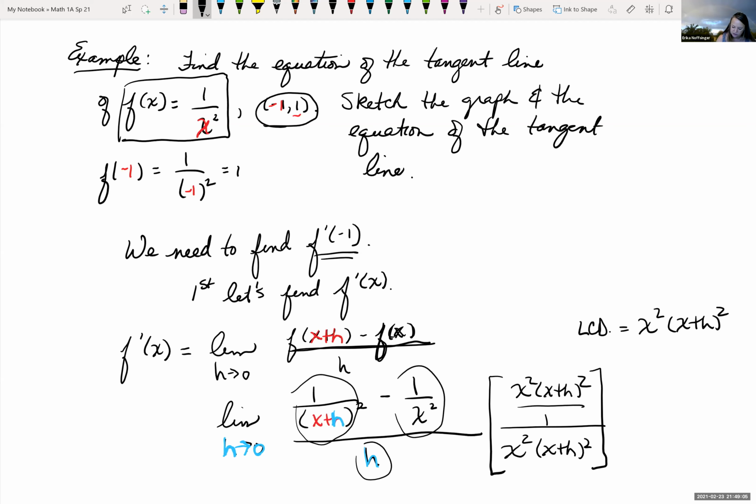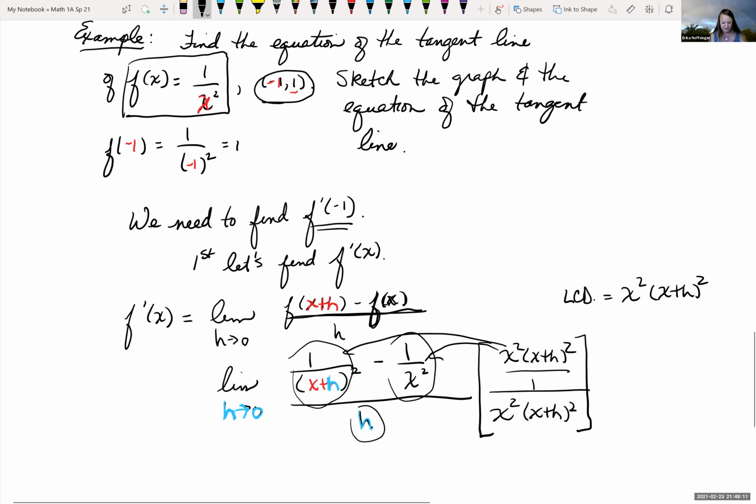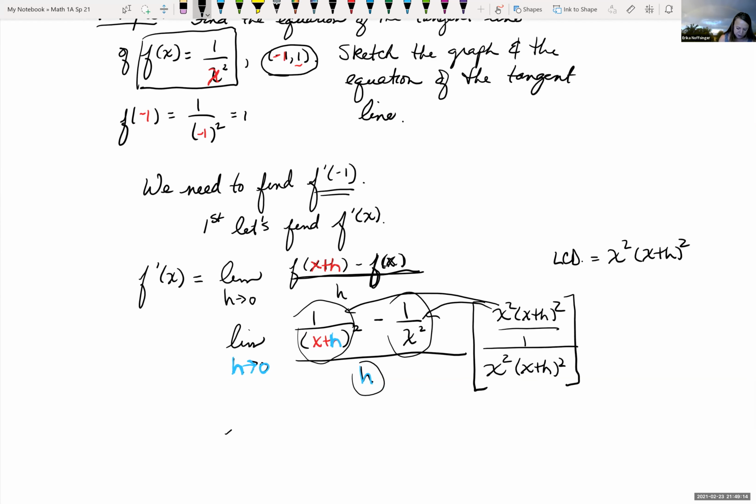And when we distribute in the numerator, all the fractions disappear. That was the whole point of finding the LCD. When I distributed the first piece, notice that the x plus h quantity squared cancels, and we're just left with x squared. When we distribute to the second grouping in the numerator, our x squared terms cancel, and you're left with, we need to be careful, keep parentheses there, x plus h quantity squared. And this is all over h times x squared times the x plus h quantity squared.